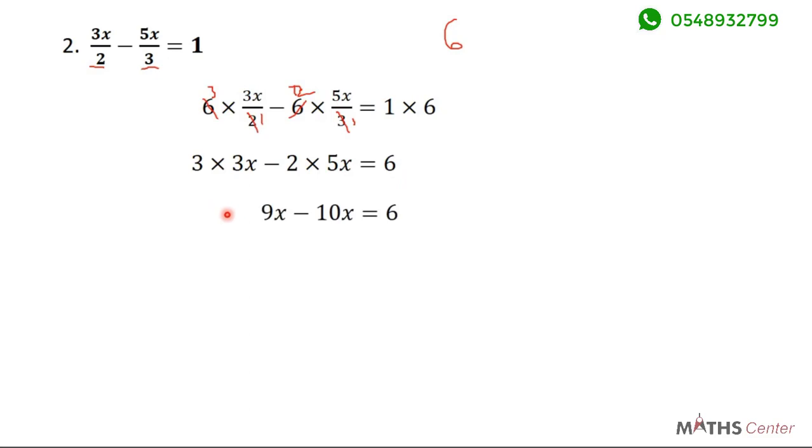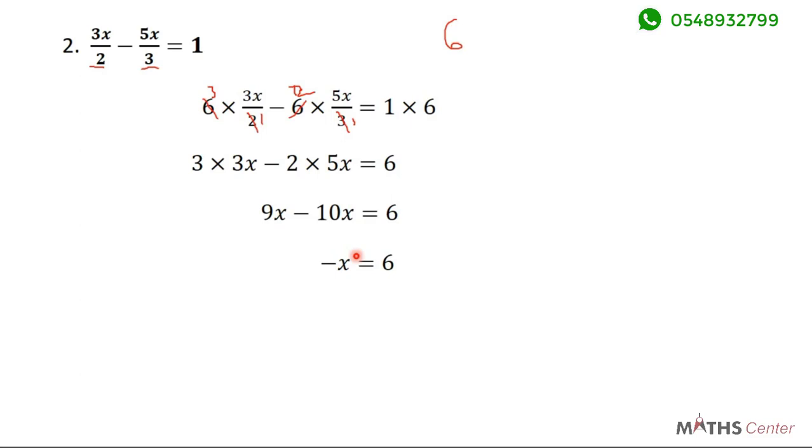So here we do the multiplication. 3 times 3x will give us 9x, minus 2 times 5x will give us minus 10x. 1 times 6 is 6, so we have 6 here. Now you can see from here that we don't have brackets, so we will not concern ourselves with the brackets first. We straight away move on and simplify. Once again, the like terms have been grouped for us, so all that we need to do is to just simplify. 9x minus 10x will give us minus x, and this will give us 6.